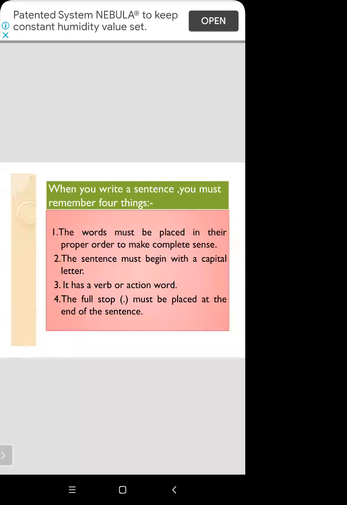And giving you an example, Ram is a good boy. Okay, so now this gives a complete sense. Now I am writing, is a Ram boy good. So do these words make sense, students? No, they do not make sense. So it is very necessary that the words must be placed in their correct order to make complete sense. Clear? Now, second one, the sentence must begin with a capital letter.